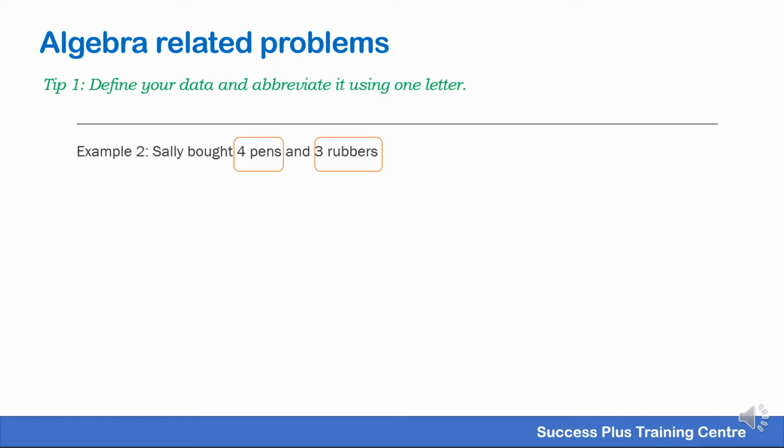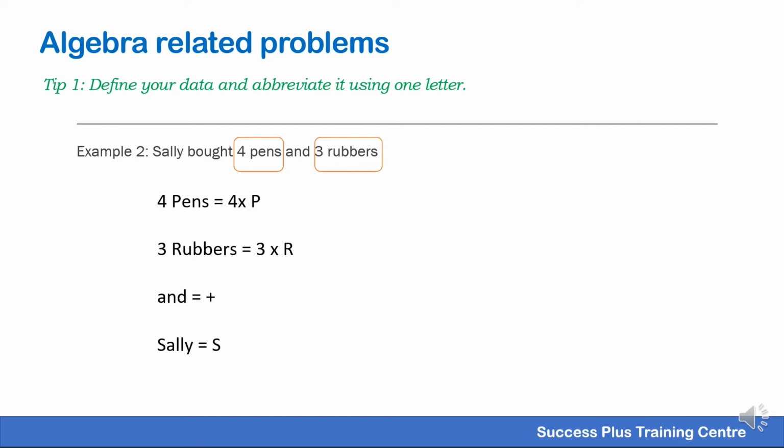Let's move on to the second example. Sally bought 4 pens and 3 rubbers. In this example, we have 2 items, pens and rubbers. Can you convert this sentence into an equation? We need to use abbreviation for each one of those items. So 4 pens equals to 4 times P. 3 rubbers equals to 3 times R. And is converted into plus in math equations.